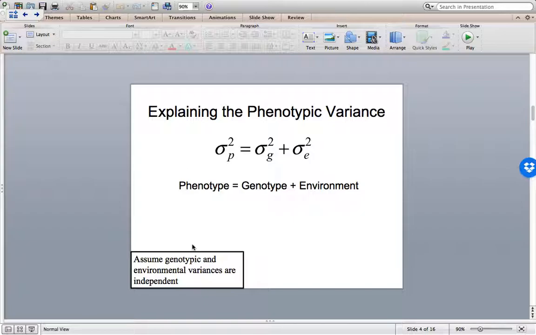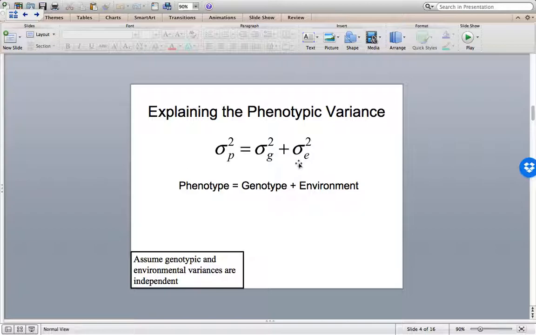Okay, back to our fundamental law. Now, phenotypic variance, this term is just measured. Just like we can measure the heights of a population of people and calculate the variance of those heights. How are we going to estimate the genotypic variance and the environmental variance?